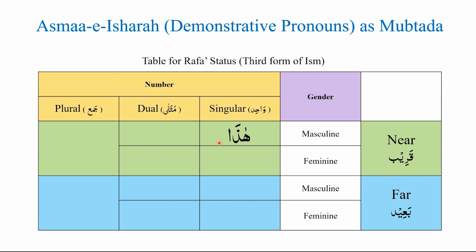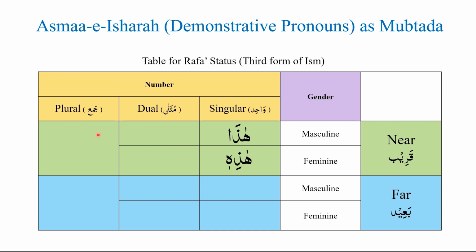The feminine version of Haza will be Hazihi. So if we were to demonstrate someone or something that is singular and feminine, we will use the demonstrative pronoun Hazihi. Both Haza and Hazihi are used for near. We will skip dual demonstrative pronouns for now because they are not used as commonly as singular and plural demonstrative pronouns in the Holy Quran. We will be studying them inshallah later in this lecture.